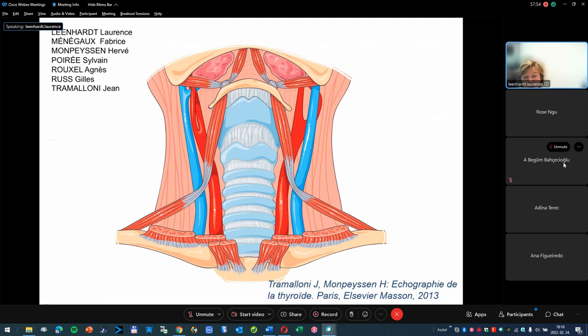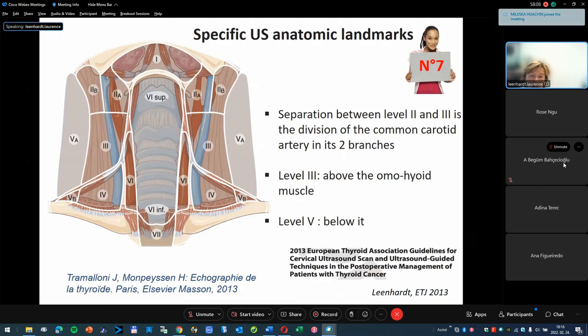And then in Europe, we drew this diagram with a team of friends, and we decided to show the lateral compartment and the central one. We published this diagram that shows the separation between level 2 and 3, that is the division of the carotid artery into two branches. Level 3 is above the omohyoid muscle, and level 4 below it, under level 3, and level 5 is outside the common carotid artery and the muscle.